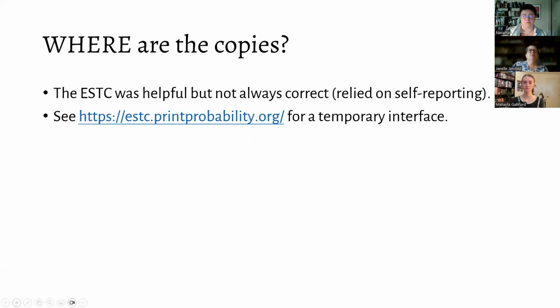Finding copies is a little bit more difficult now because of the cybersecurity attack on the British Library. So the English Short Title Catalogue was an incredibly helpful resource. Worth noting, in case it ever comes back, that it wasn't always correct. It relied on self-reporting by libraries, and libraries have staff who are variously qualified to determine what book they actually have. We'll be circulating the slides later. The Print Probability Project at Carnegie Mellon has whipped up a temporary interface for the ESTC.